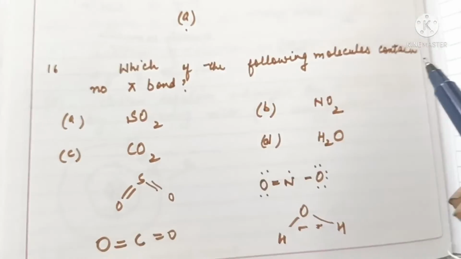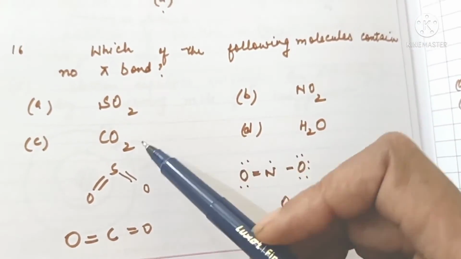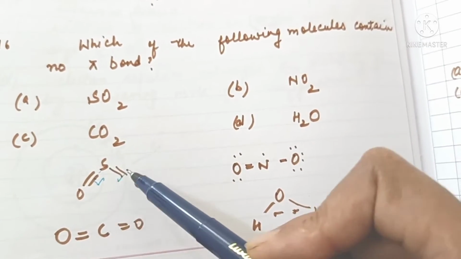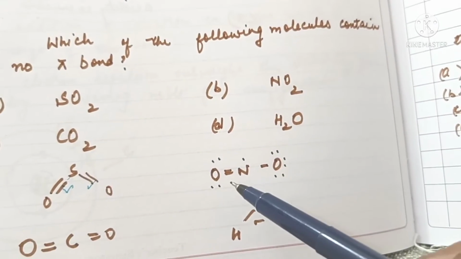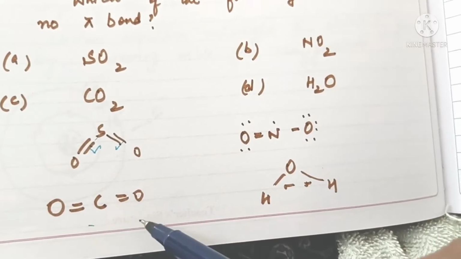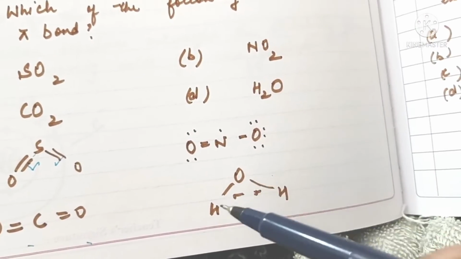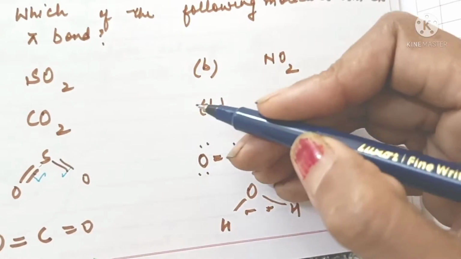Which of the following molecules contain no pi bond? So sulfur dioxide has pi bond, NO2 also has, carbon dioxide also has pi bond, but water has only sigma bonds. So option D is the correct answer.